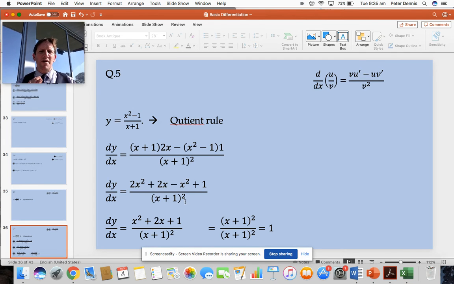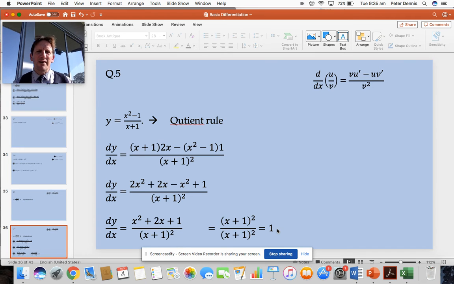We don't worry about expanding the bottom. We just leave that as x plus 1 squared. What's this? 2x squared minus x squared gives us x squared plus 2x plus 1. Now, I notice that this is really just x plus 1 all squared, because that's my perfect square. So what I've really got is x plus 1 squared over x plus 1 squared, which is just 1, which seems really weird, but it's the correct answer.